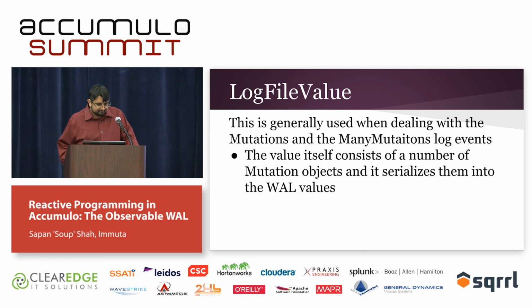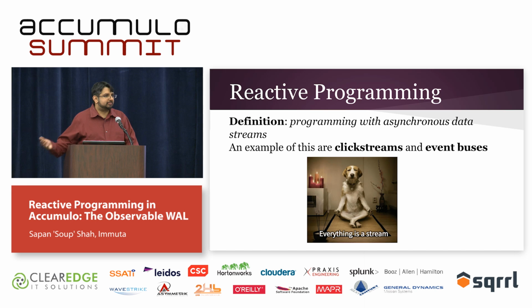So reactive programming. Joe talked about reactive programming earlier. I have a little bit similar approach, but for me, reactive programming is that everything is a stream, right? We live in a streaming data world, and so the dog has it right. Everything's a stream. Examples of reactive programming are click streams or event buses. Those are really good reactive programming models.